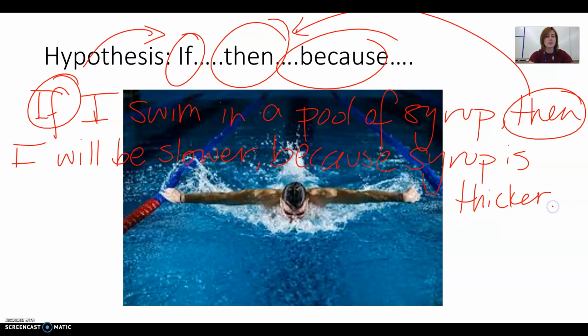This would be a good hypothesis because it has if, then, and because. It says what I think will happen and why I think that will happen. If I swim in a pool of syrup, then I will be slower because syrup is thicker. It'd be good to say thicker than water.